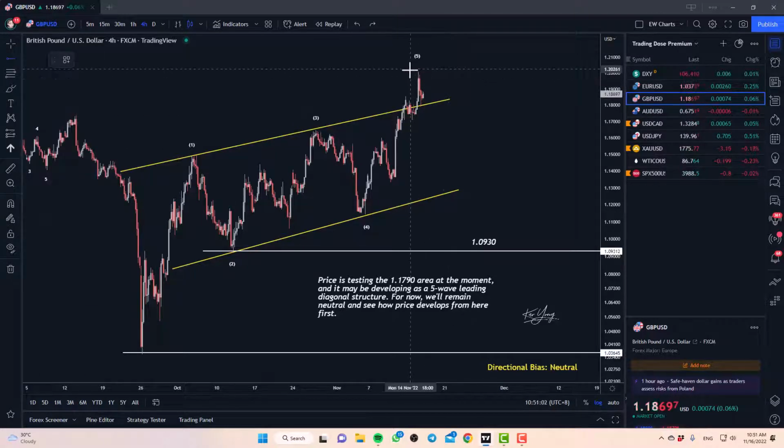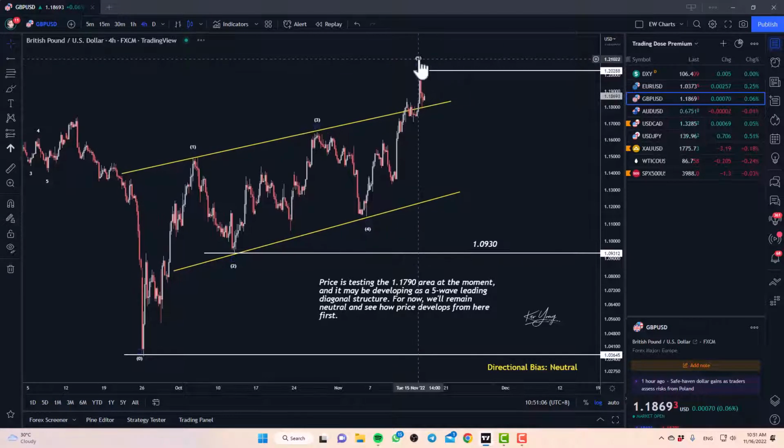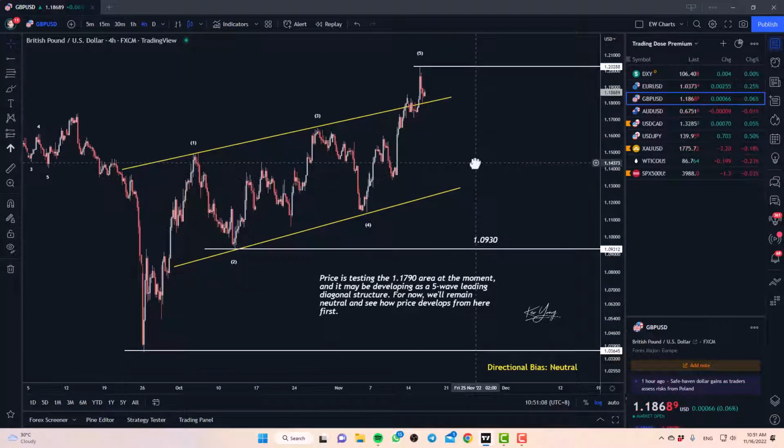I think a couple of days, by the end of this week, perhaps similar to the dollar index or even the euro dollar, we're going to get a bit more clarity to decide whether we want to focus on the buy or the sell.